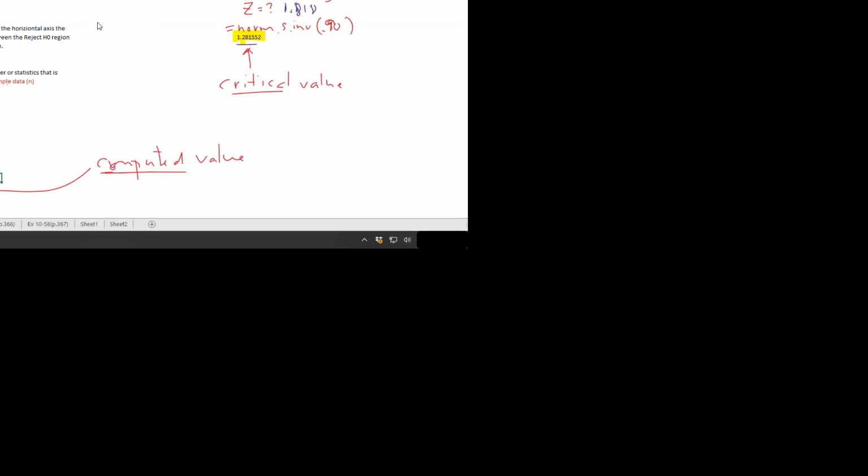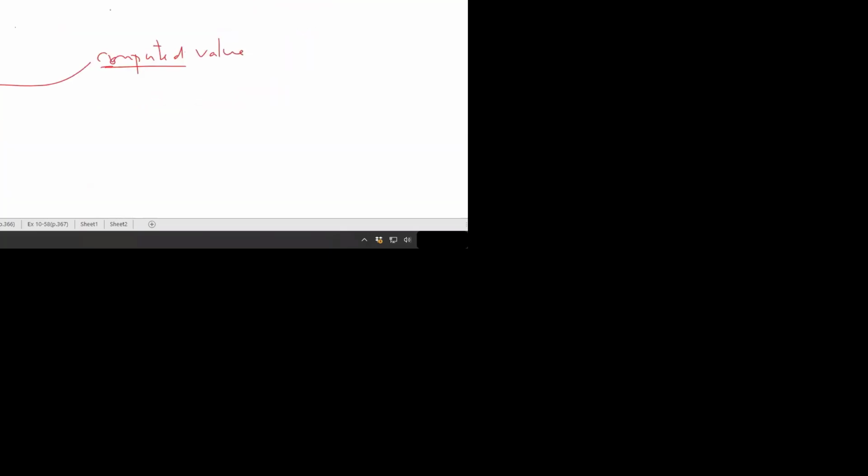So looking at this decision rule, is 1.818 greater than 1.28152? Is this relationship true? The answer is yes. Therefore, the conclusion would be the null hypothesis can be rejected based on sample data. This is what we call the statistical conclusion.